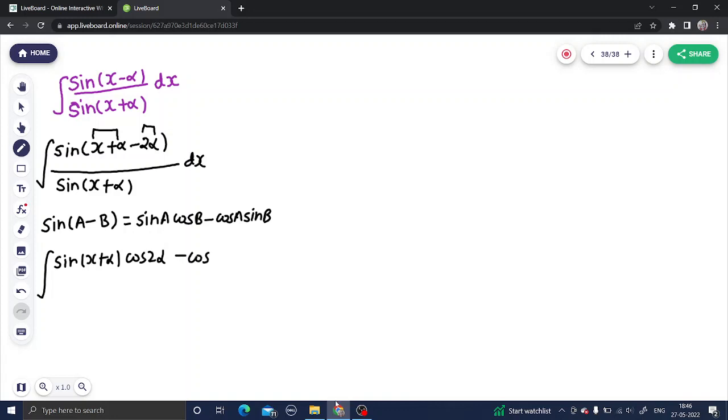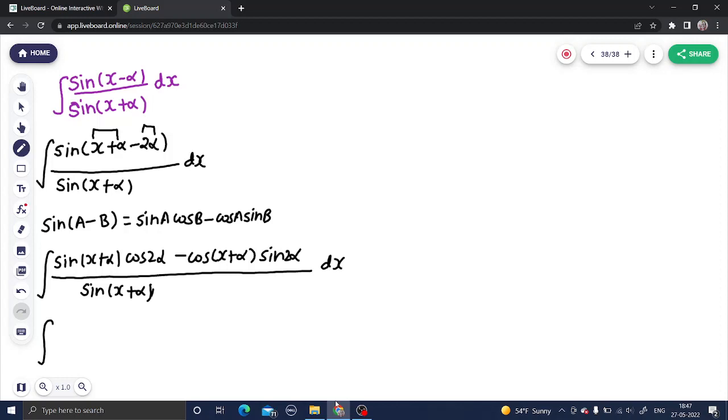minus cos a, so cos of x plus alpha, sine b, that is sine 2 alpha, divided by sine of x plus alpha. Now you can distribute this, you can divide it separately by the denominator. So you will get the first term divided by the denominator, so sine of x plus alpha will get cancelled. You will get cos 2 alpha dx minus cos by sine is cot, so cot of x plus alpha, and with that you will have an extra sine 2 alpha dx.